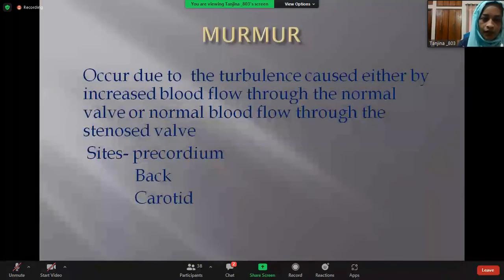And there is an added sound which is called the murmur, due to the turbulence of blood flow, due to the increased blood flow through a normal valve or normal blood flow through a stenosed valve. Sites of the murmur are the precordium, back, and carotid region.